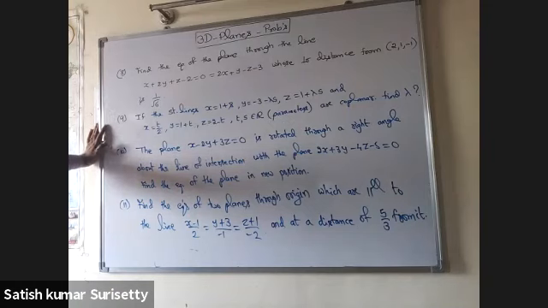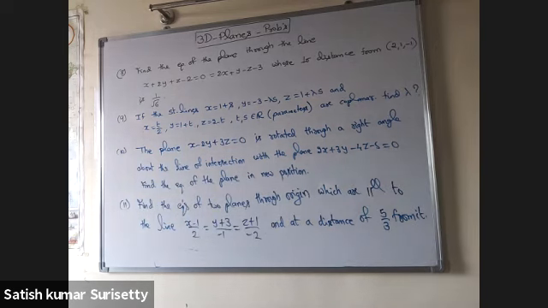10. The plane x minus 2y plus 3z equal to 0 is rotated through a right angle about the line of intersection with the plane 2x plus 3y minus 4z minus 5 equal to 0. Find the equation of the plane in the new position. 11. Find the equation of two planes through the origin which are parallel to the line (x minus 1) upon 2 equal to (y plus 1) upon minus 1 equal to (z plus 1) upon minus 2, and at a distance of 5 by 3 units from it.